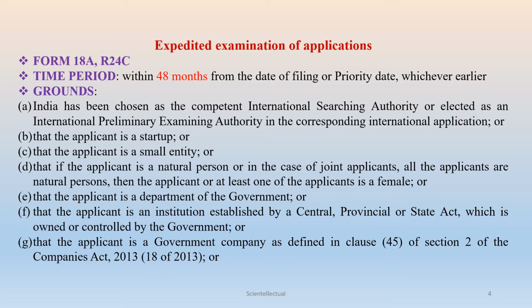The applicant is a small entity, or D, the applicant is a natural person, or in case of joint applicants, all the applicants are natural persons, and the applicant or at least one of the applicants is female, or E, the applicant is a department of government, or F, the applicant is an institution established by central, provincial or state act, or G, the applicant is a government company.